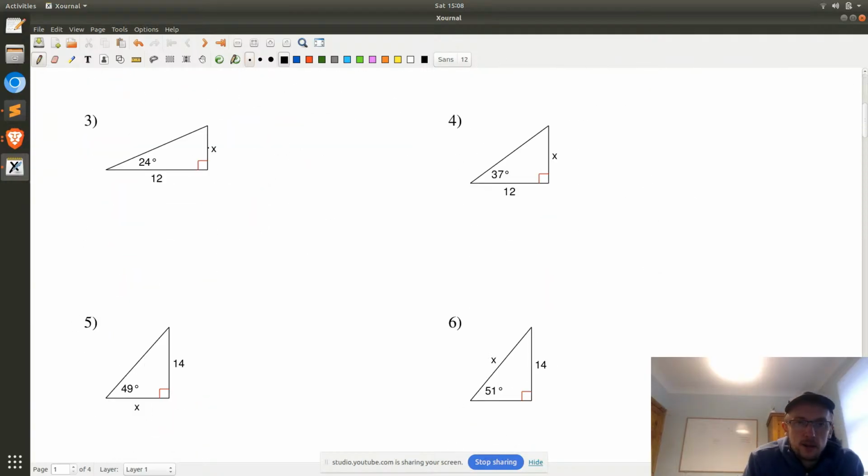Anyhow, here, who's involved? Opposite, adjacent, and the angle. That would be TOA, tan. Tan of 24 is x over 12. So 12 times tan of 24. So 5.3-ish.